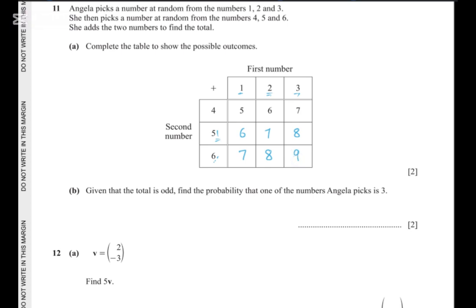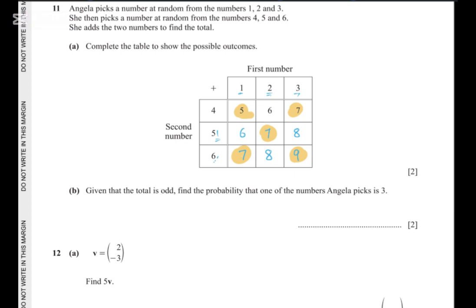Question number B. Given that the total is odd, find the probability that one of the numbers Angela picks is 3. So now the total should be odd. First of all, let us find out what all numbers are odd here. So this is odd, this is odd, and these two numbers are odd. Now these totals should be odd numbers.